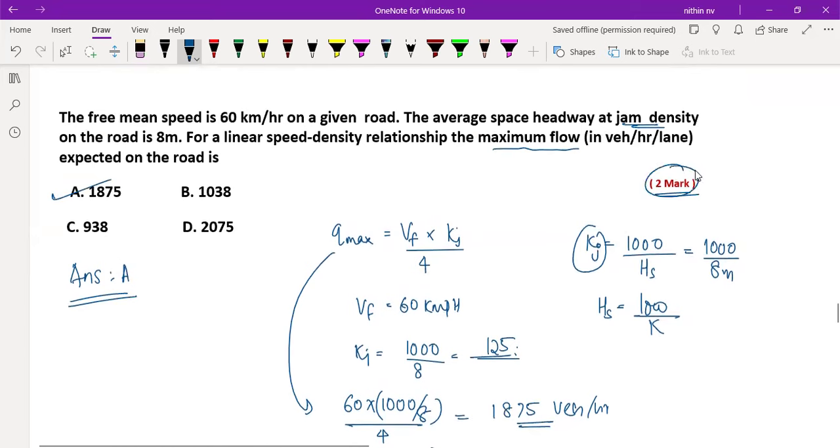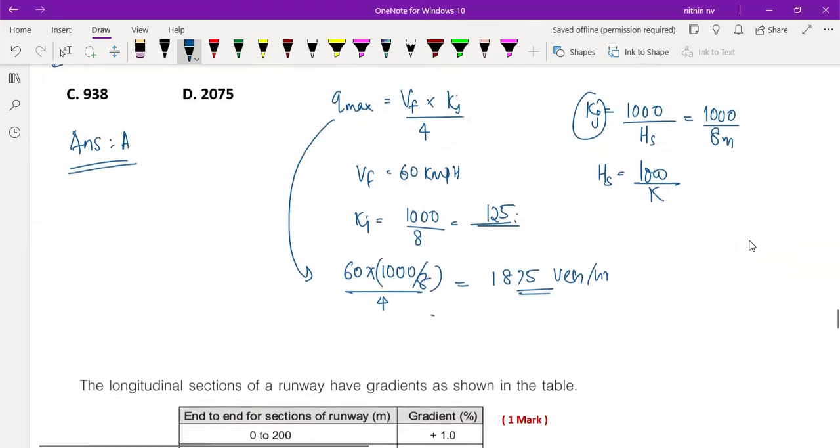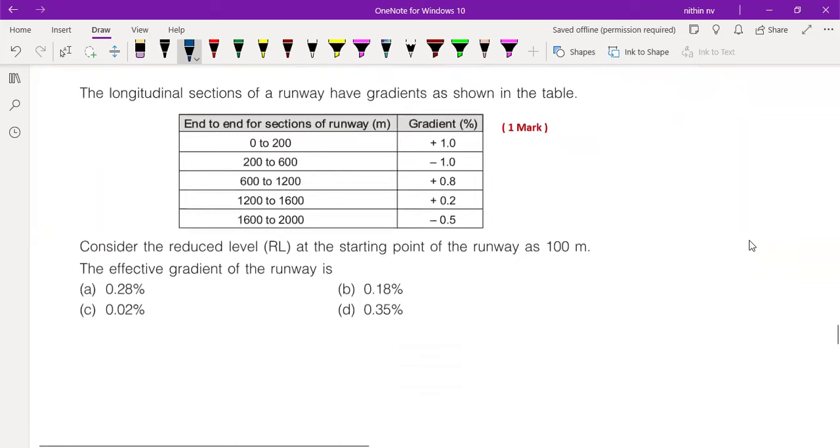This is also asked for 2 marks. Hope you got the point. Okay, shall we move on to the next question? Yes. Okay, so this question is from the airport engineering. They're asking us the effective gradient, right? In classes also we have done similar questions, right? Table, we have drawn the table and we have calculated effective gradient. So I hope all of you might have got it already, right?